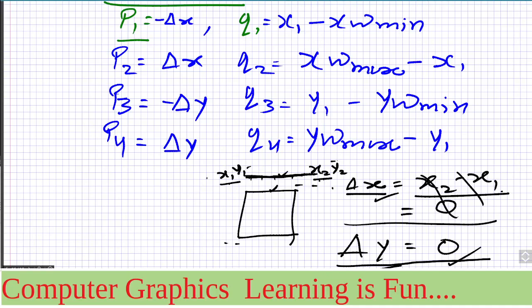Similarly, any line, if at all it is parallel to y axis, in that case y values are changing, and in that case you will find that delta x is 0. So any line, if you are able to find P1, P2, P3 or P4 any value to be 0, then directly you understand that this particular line is parallel to any of the boundary of your clip window. No problem. Now also you have to understand on which side it is.